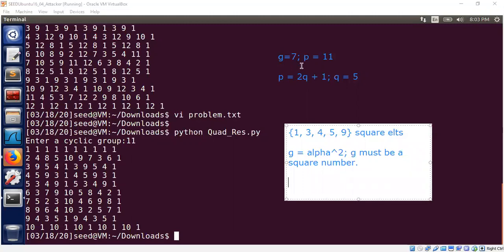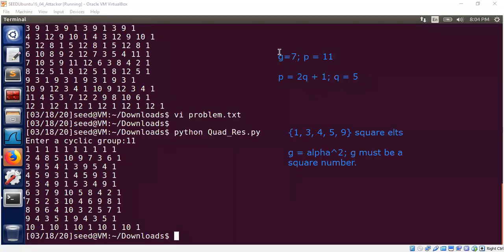And one thing is not correct here. G equal to 7 cannot be a generator, because G equal to 7 is not a square element.